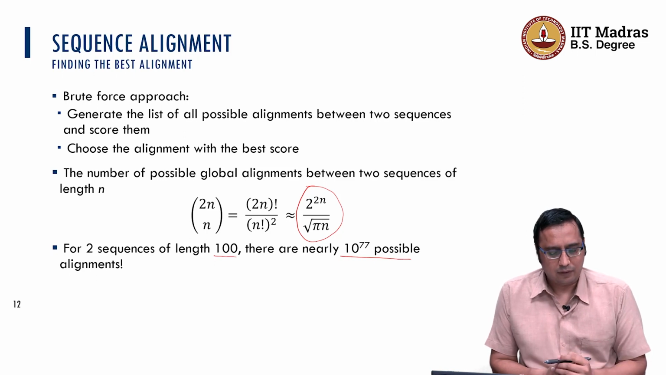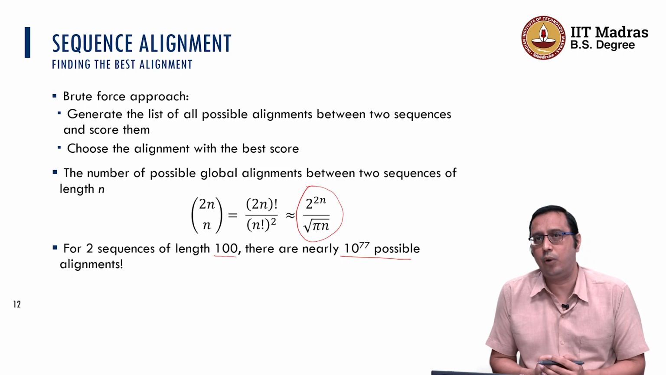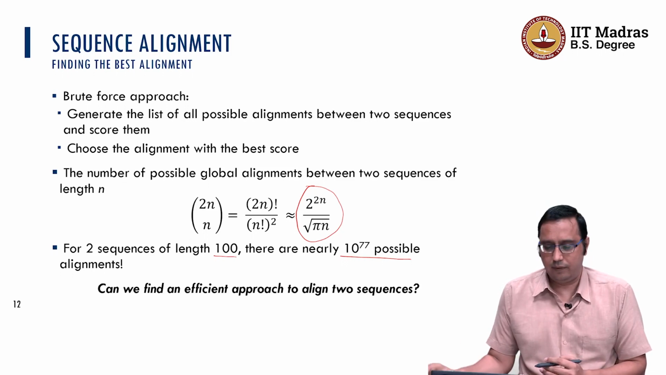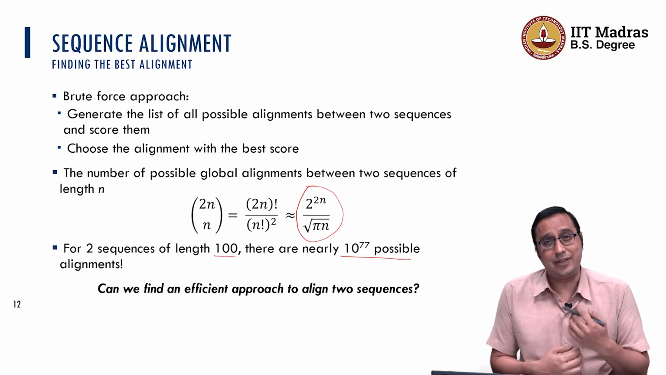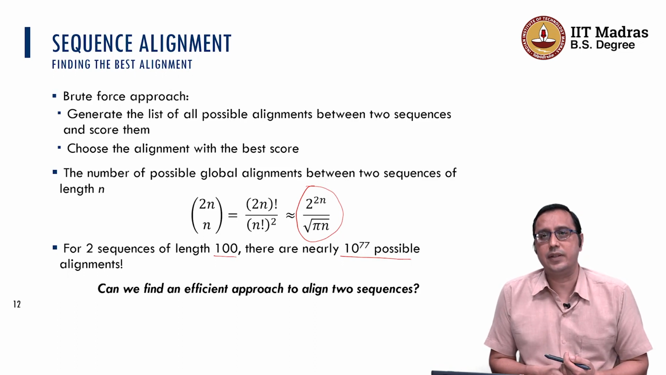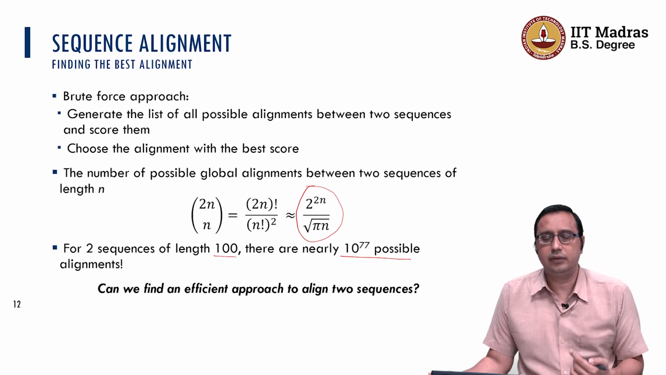Hence, using brute force is not a good approach to solve this alignment problem, either global alignment or local alignment. So can we find an efficient algorithm? Can we find at least one efficient algorithm to align two sequences? That's going to be our effort in the next couple of slides.